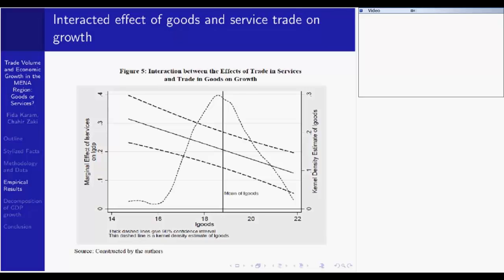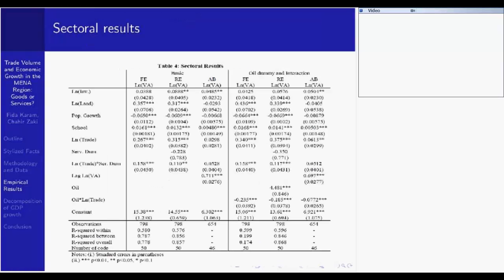And this is mainly attributed to the restrictiveness that we have in several services sectors in terms of norms and standards, especially in financial services, in telecommunication, and so on and so forth. The same conclusion holds when we use a more disaggregated level for the sectoral results.